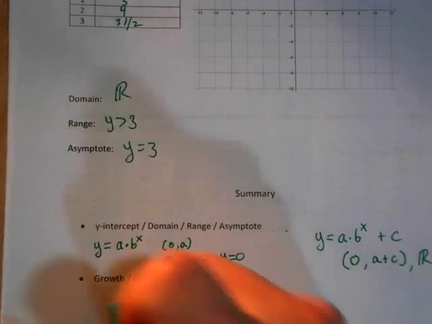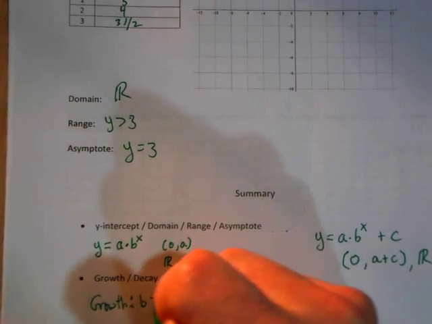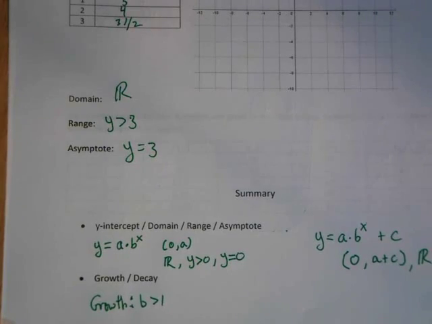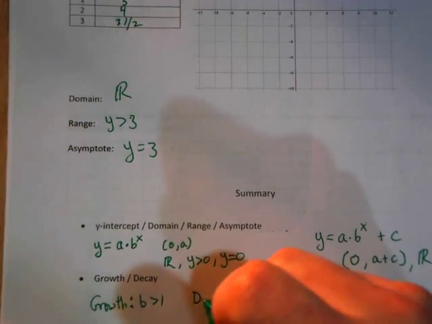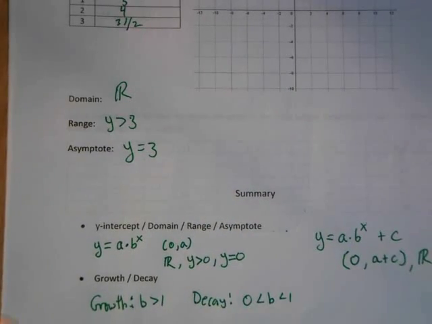Growth and decay. We have growth when b is bigger than 1. Doesn't matter what the other letters are. And we have decay when b is between 0 and 1. And again, it doesn't matter what the other letters are.